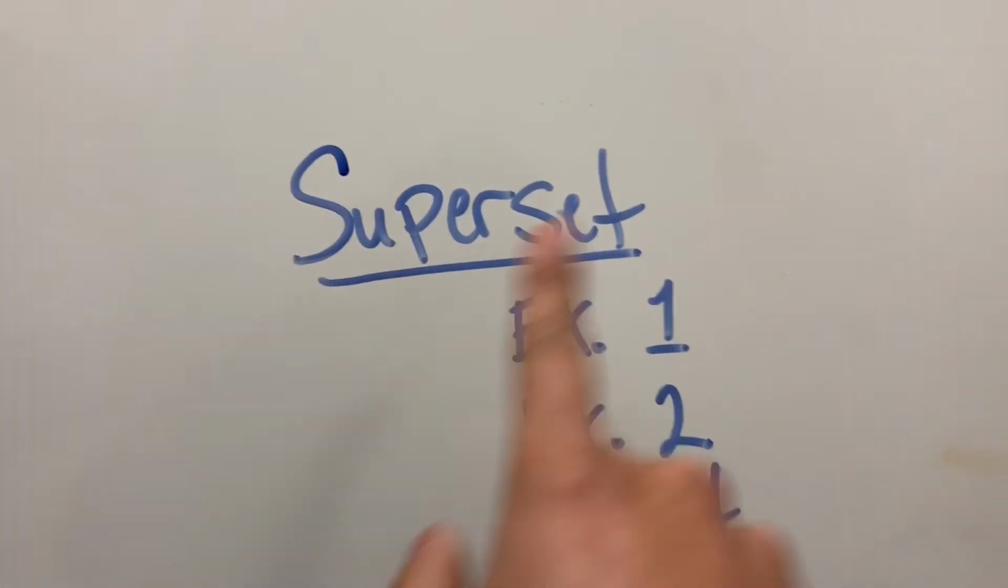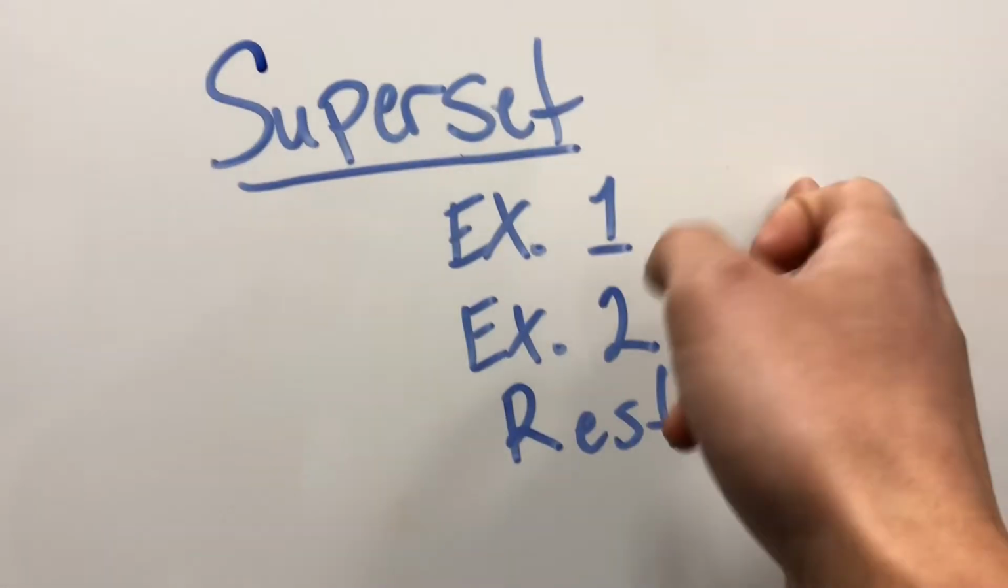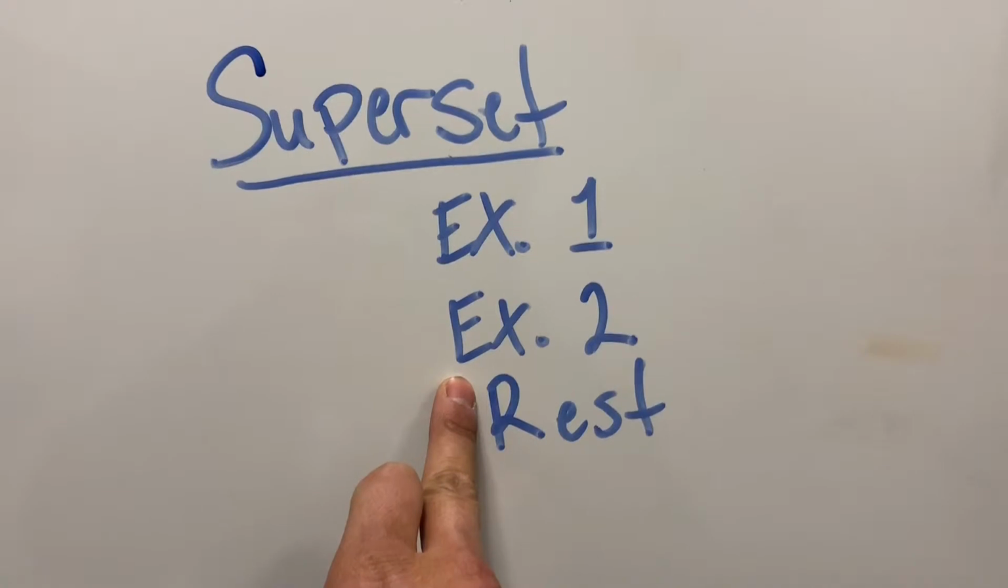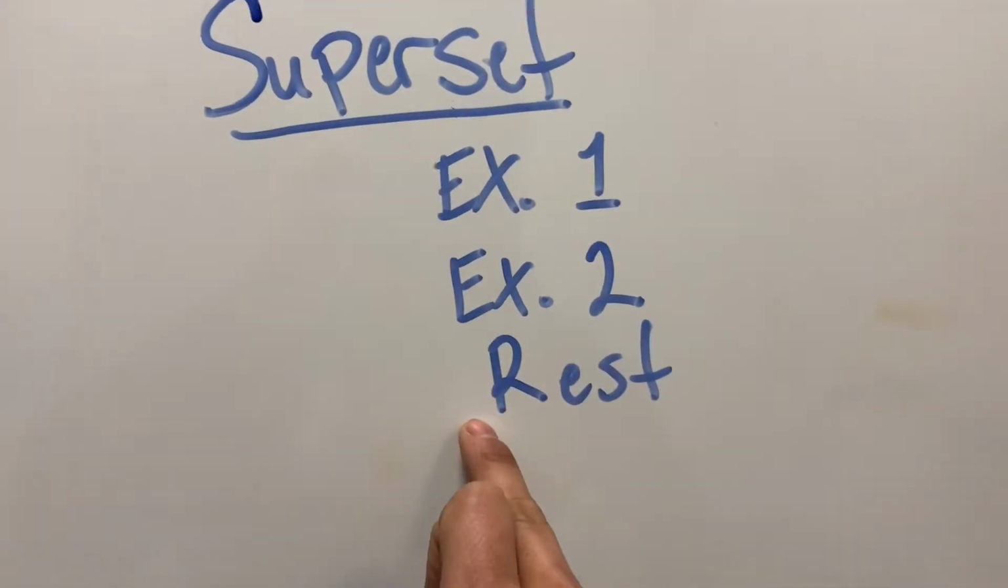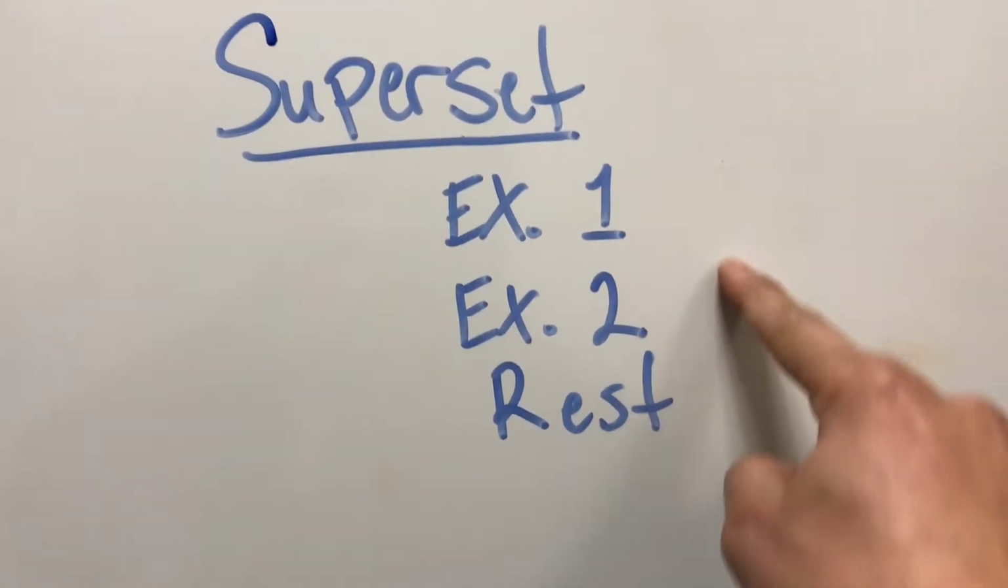So, in the superset, you would have exercise 1 being our squat. We would perform our 10 reps. Then, we would perform our second exercise of bench press for 10 reps. Take a rest right after that, so make sure there's no rest in between the two exercises.